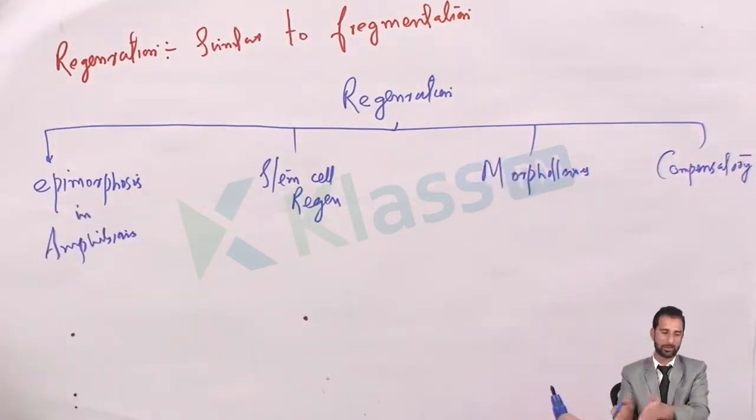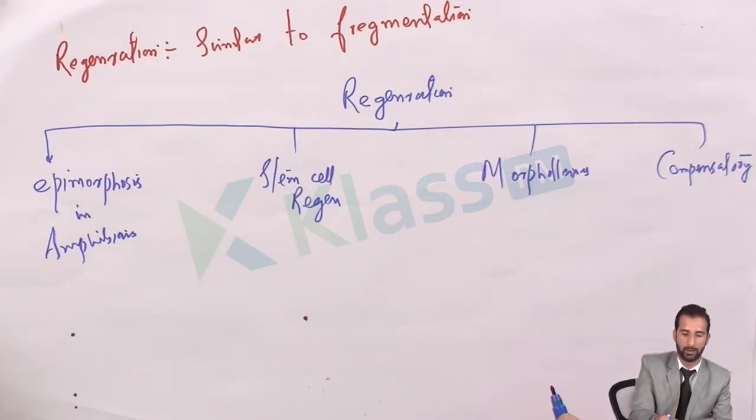First, we will discuss them one by one in brief. Epimorphosis is when a part of the body is cut down. Suppose in amphibians, limb regeneration occurs. When a limb is cut down, that limb regenerates anew. The cells at the cut site undergo redifferentiation in order to form a complete new part. This occurs in amphibians.